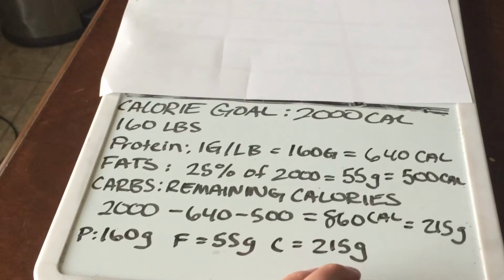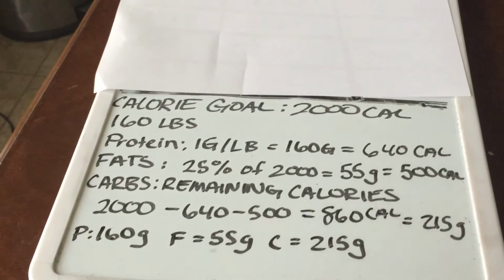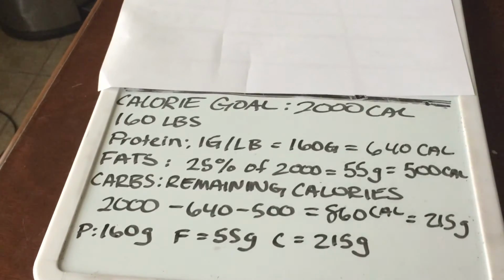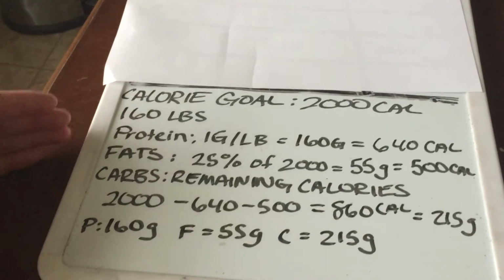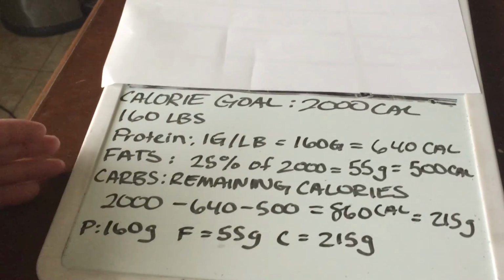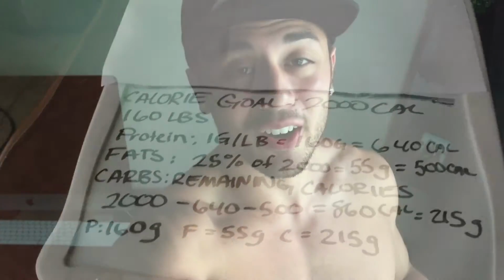Now this may be a little bit quick, so watch this over if you need to, but it's pretty simple math. Just make sure you have a calculator next to you. It'll be really easy. So that's how you calculate your macronutrients, guys. Like I said, it was a quick explanation, so go ahead and watch it over again if you need to. All right, guys, that is it on how to calculate your macronutrients.